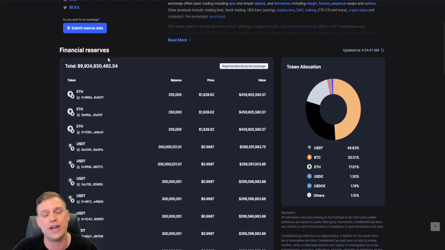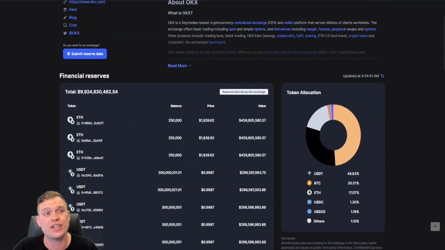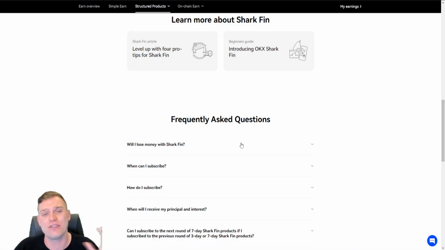They also have financial reserve data, giving you comfort when it comes to the transparency of what the exchange is actually managing, the kind of assets, the transactions, and so forth. So it's always worth doing your due diligence. And with the OKX Exchange, I have various videos on copy trading and other things like that.